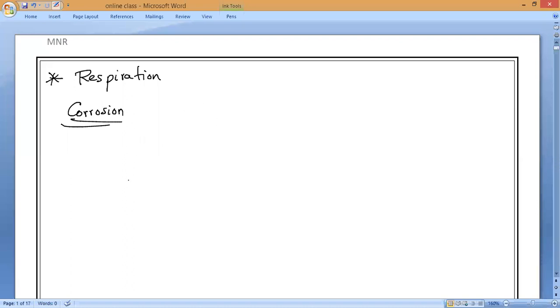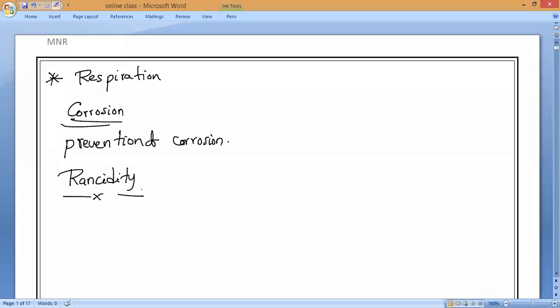Now today we are going to study the preventive methods of corrosion or rusting, that is, prevention of corrosion. Later we are going to study the last redox reaction in our daily life, which we call rancidity. We will study what rancidity is and how to prevent it. Corrosion and rancidity are disadvantages of redox reactions in everyday life, and respiration is the one redox reaction which is useful for our everyday life.